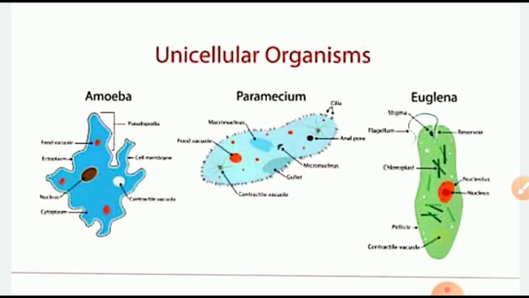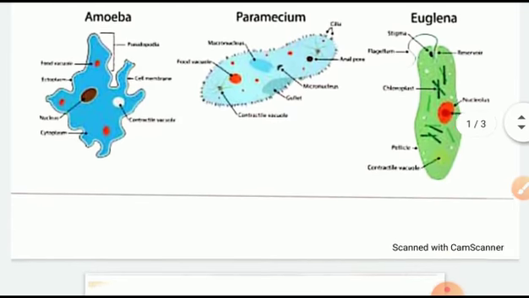Unicellular means one organism is made up of one cell. Examples are amoeba, paramecium, and euglena. Here the pictures are shown. These are unicellular organisms, and the single cell performs all the activities of their body. That's why they are called unicellular organisms. Let us proceed to the next page.